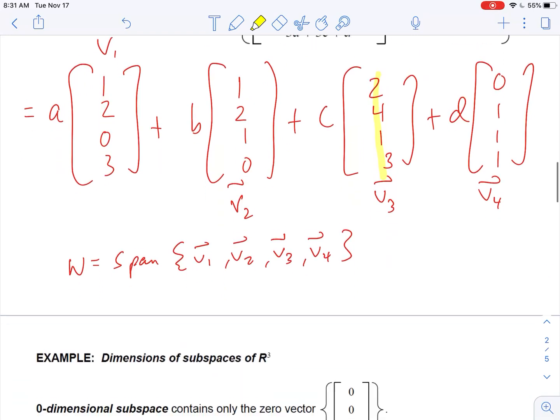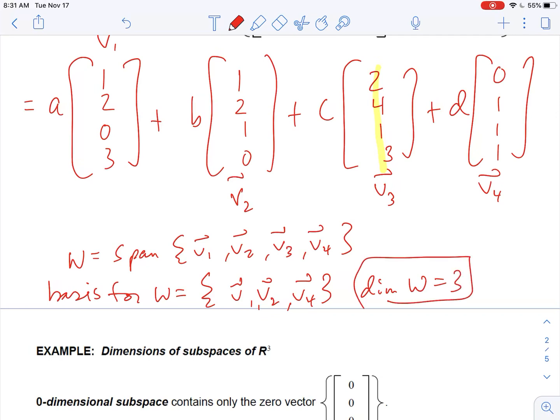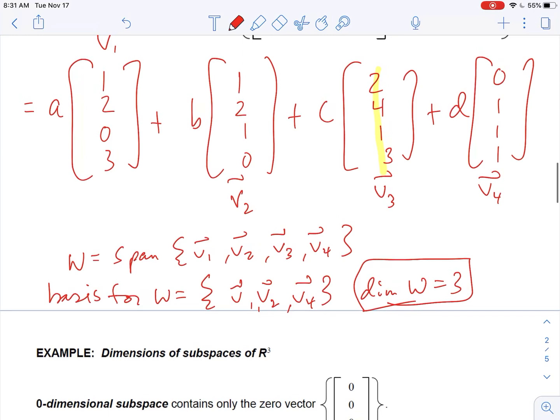It does pay to quickly check that V4 is not a linear combination of any of the three previous vectors. So the most efficient basis we could generate, the basis for W, would be V1, V2, and V4, which means the dimension of W is in fact just 3, which we can verify by simply looking at the independence of those three vectors.